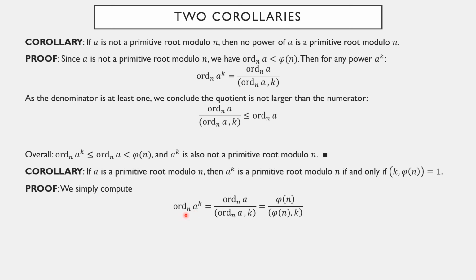Only if this order is phi of n. In other words, if this quotient is phi of n. This quotient is phi of n if and only if the denominator is 1. In other words, the exponent k was relatively prime to phi of n. So that's another handy little corollary that we will see pop up again later.